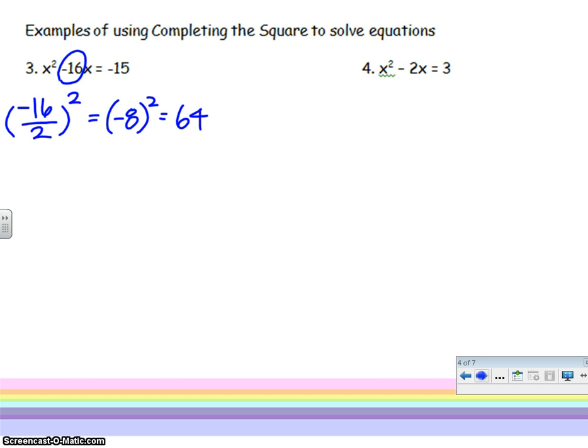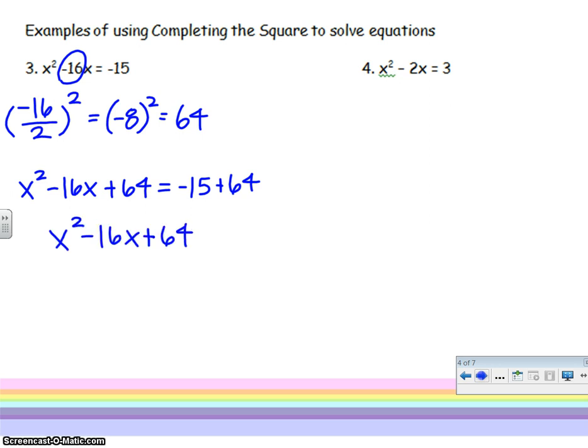Now, when we add something to both sides of an equation, that's not going to change the value of the equation. So when we do x squared minus 16x and we add 64, we're allowed to do that in the event that we also do negative 15 plus 64 on the right-hand side. On the left-hand side, that'll factor to x minus 8, quantity squared. Then on the right-hand side, negative 15 plus 64 gives us x minus 8, quantity squared, equals 49.